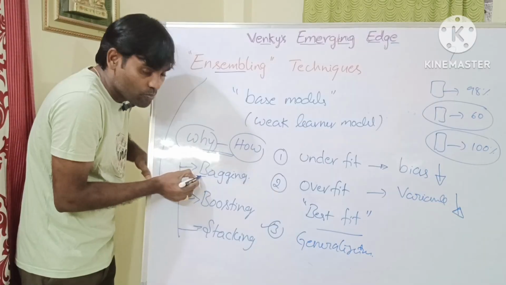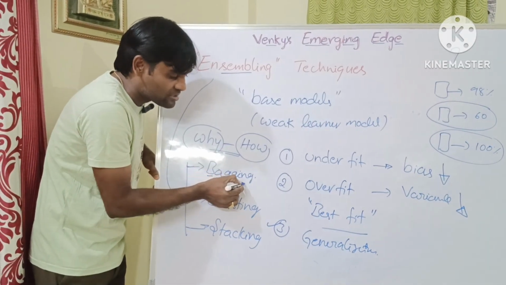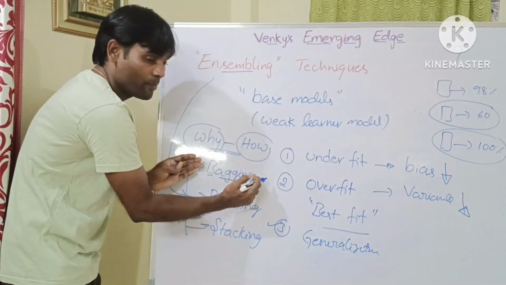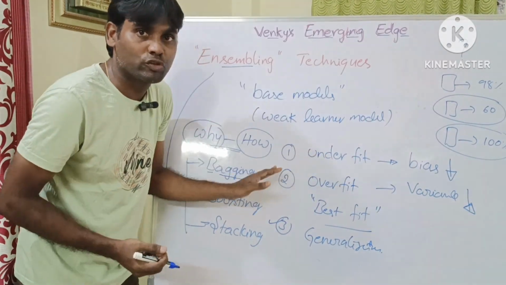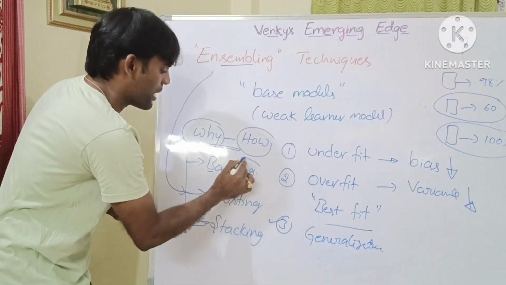bagging. B means bootstrapping, AGGING means aggregation. This is the full form of bagging. The main theme is to control the variance. We will reduce the variance. That is the main theme of bagging.